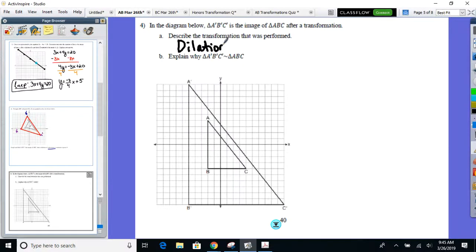Dilation with a scale factor of, I'm hoping that you're going to give me a number bigger than 1 because this is an enlargement. A dilation with a scale factor of, pick 2 corresponding sides you can find the distance of. Three, here we go. How long was BC? 6. Did you count B prime, C prime?